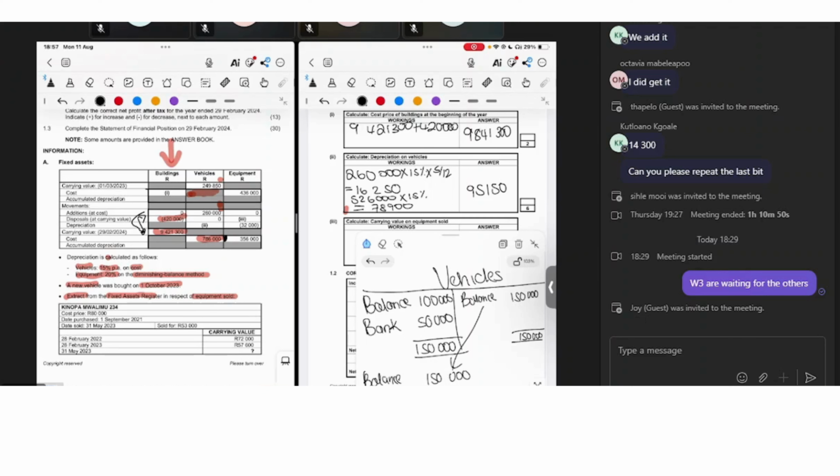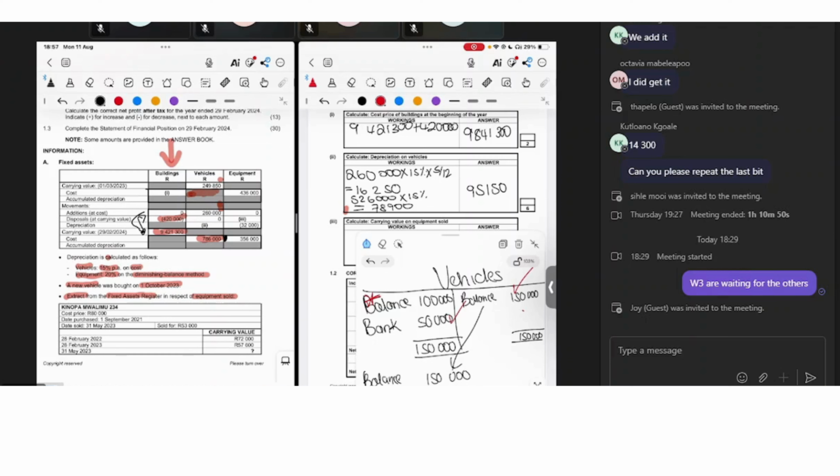Okay, does everyone get me to that part? Yes. Okay. Now, the thing that happened with this question is that we are doing the reverse. We are calculating what the opening balance is. What they've given us is the closing and what was purchased.